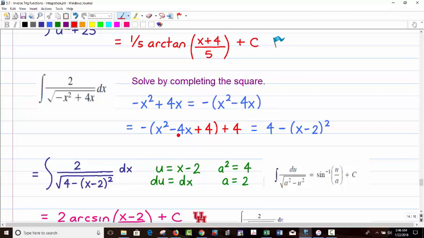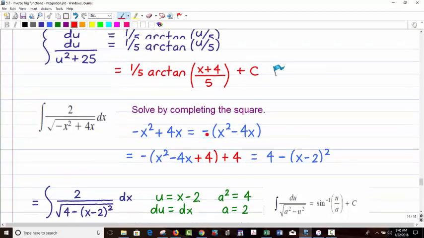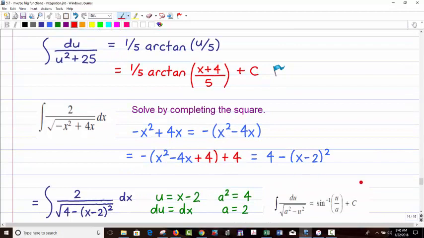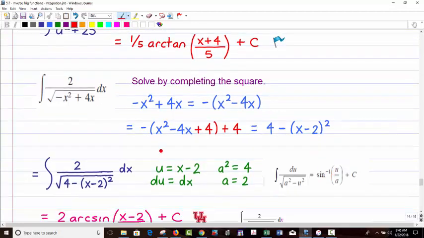I take half of negative 4, which is negative 2. I square that, which is 4. So if it was just like the last problem, you might be looking at that and going, hey, the last problem you added 4, then you immediately subtracted 4. So the question is, why am I adding 4 again here instead of subtracting? Good question. The reason for that is the minus on the outside.